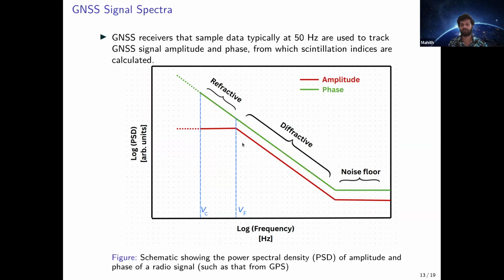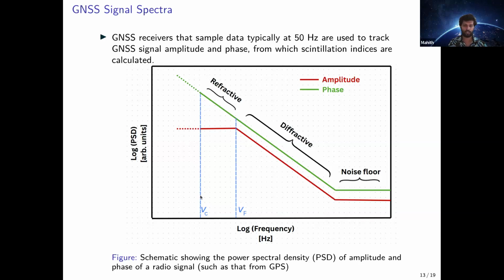So diffraction is primarily captured by the amplitude of the signal. So that's why you have a zero slope until a particular point, and then a roll off. But phase usually has a single roll off without any cutoff. Okay, so that means the phase is dominated by both refractive and diffractive variations, but the amplitude is primarily due to refractive variations of the plasma density structures.